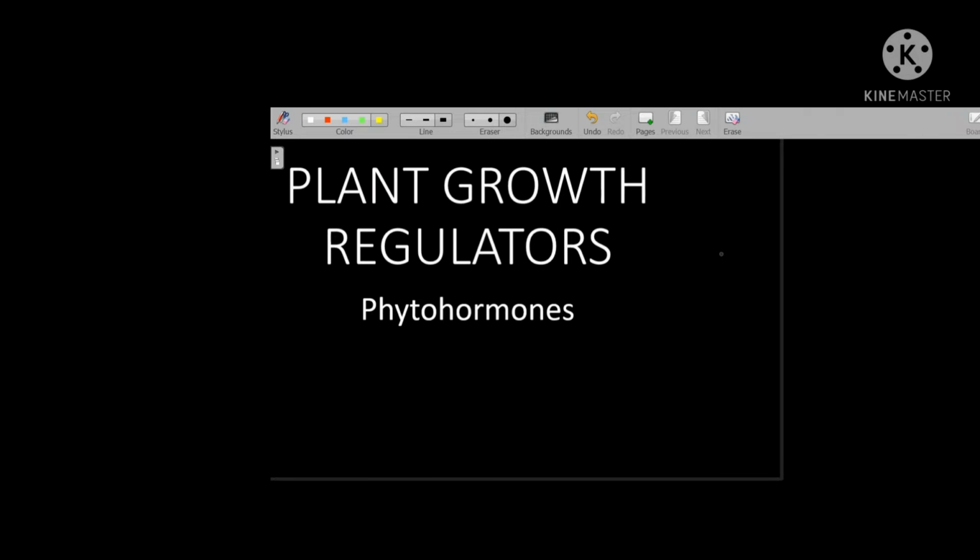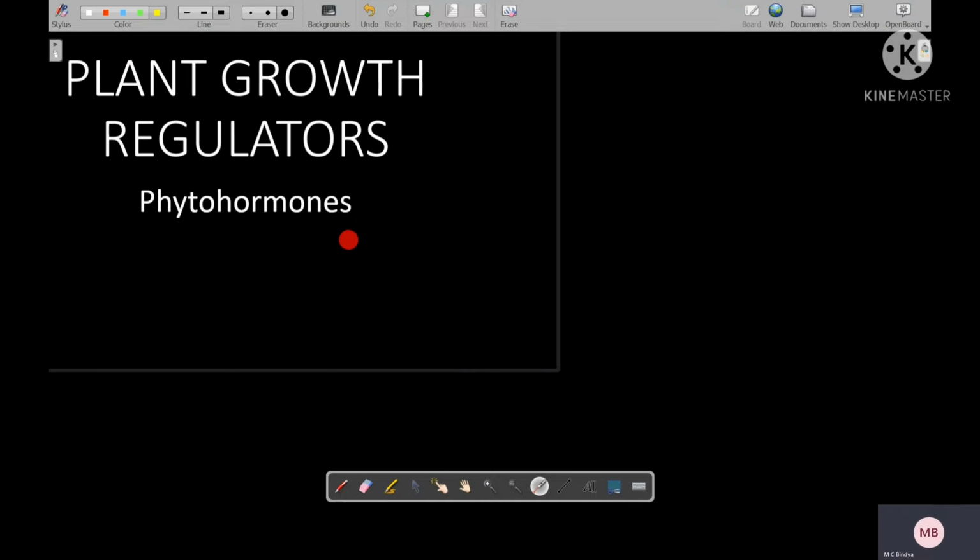In the chapter Plant Growth and Development, now, there's a topic plant growth regulators. The plant growth regulators are also called as phytohormones. So, there are certain phytohormones that helps in the growth of the plants.